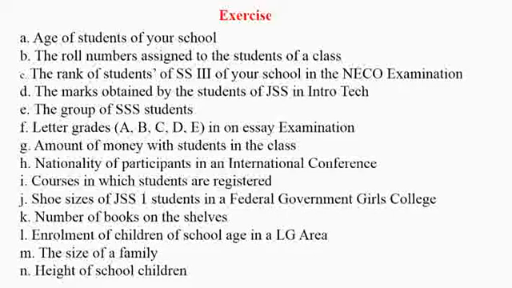Then the roll numbers assigned to the students of a class. A roll number assigned to the student in a class. You remember we talked about that when we were discussing the nominal scale measurement. So it's a nominal scale. We just assign them randomly. Any person can take that roll number first. Any person on that particular row can take the first number.